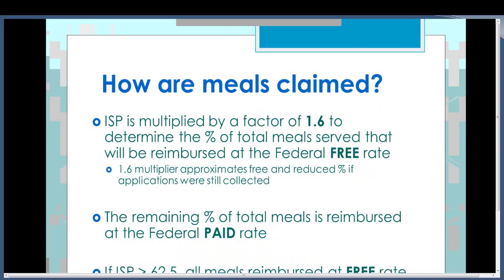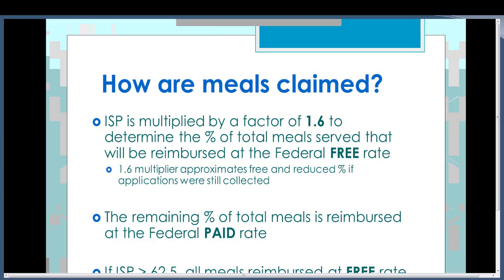The ISP itself is not just the basis, though, for eligibility to participate in CEP. It's also the basis for how meals are claimed, and more importantly, at which reimbursement rate. Cash reimbursements for the school meal programs under CEP are calculated using the identified student percentage times a factor of 1.6. The reason for this multiplier is so we can approximate the free and reduced price percentage that would be obtained if applications were still being collected. That also makes the multiplied ISP a very useful proxy for the free and reduced price percentage in other contexts, which we'll revisit later. But bottom line, the multiplied ISP gives the meals reimbursed at the federal free rate.